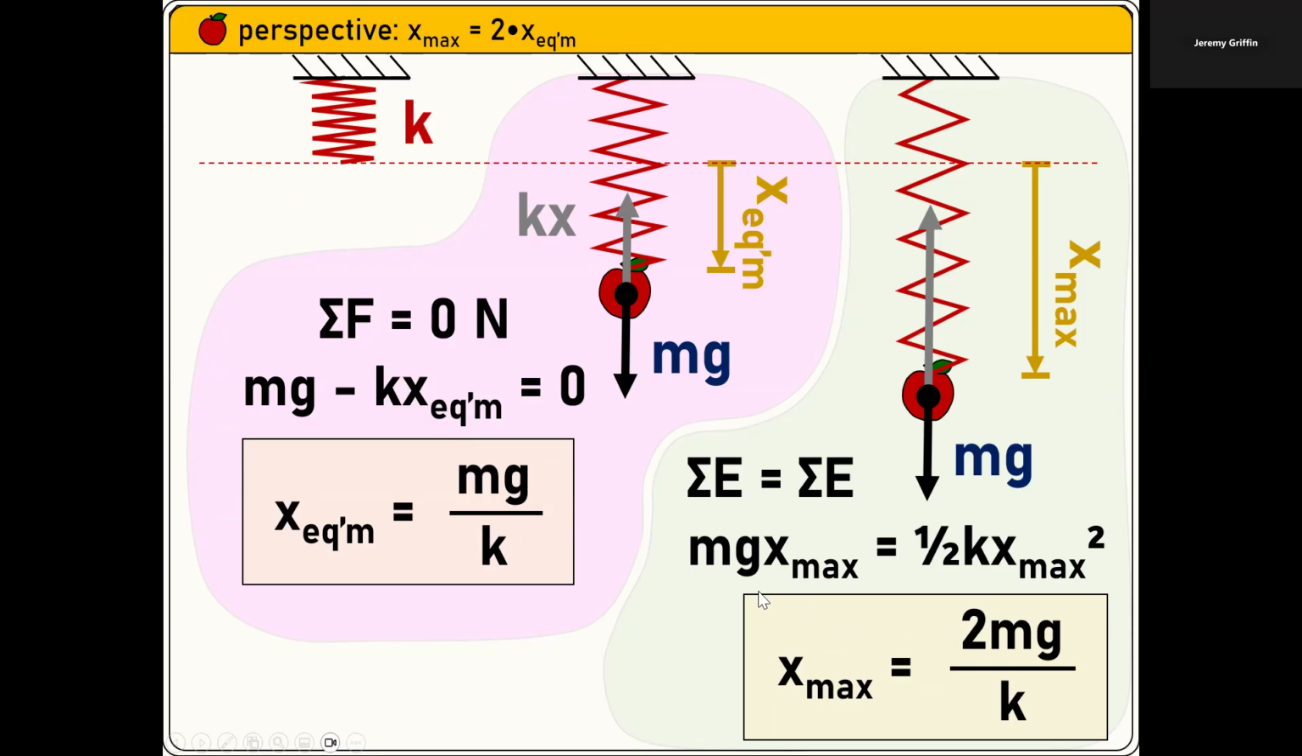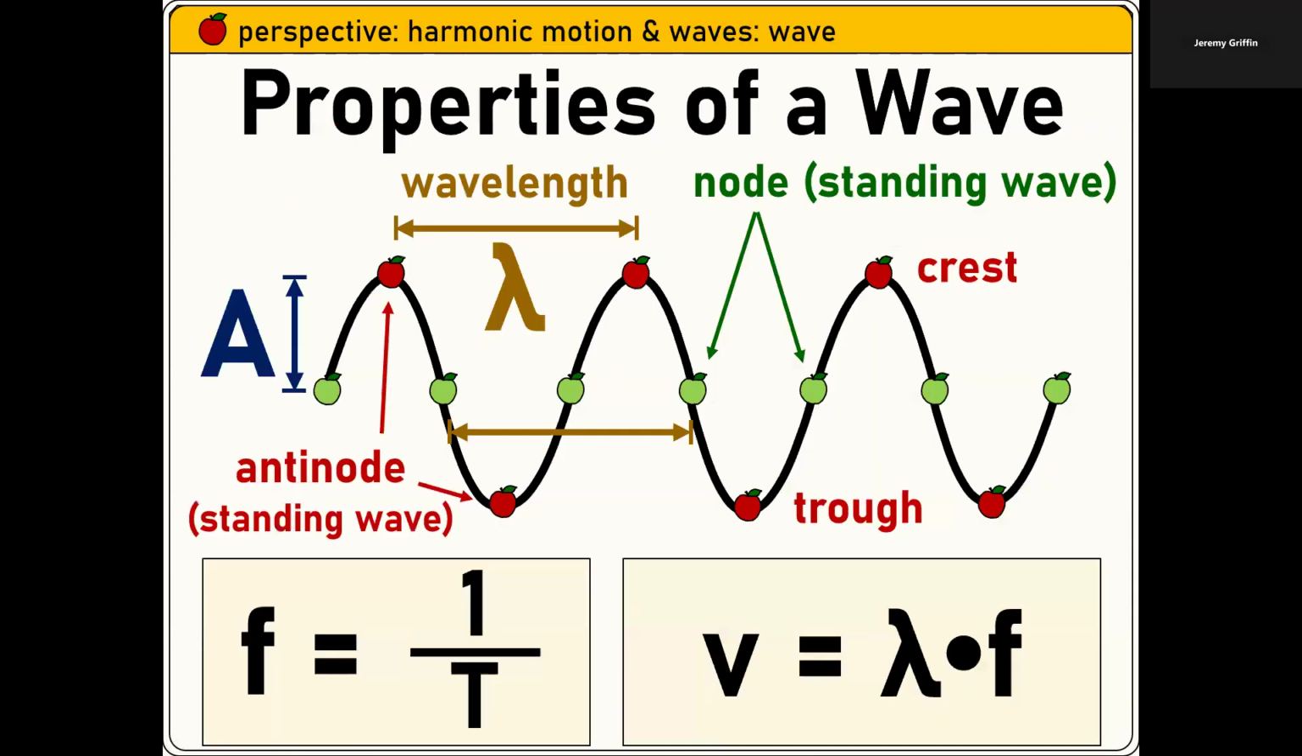Now compare these two gold boxes. You guys see these two? They look really similar. Both fractions, got the mg, they got the k. The only difference is this factor of 2. So prove that one. It's a little more involved, but come on, think about it. All right, guys, good so far. That's a bunch of simple harmonic motion, oscillation type stuff.